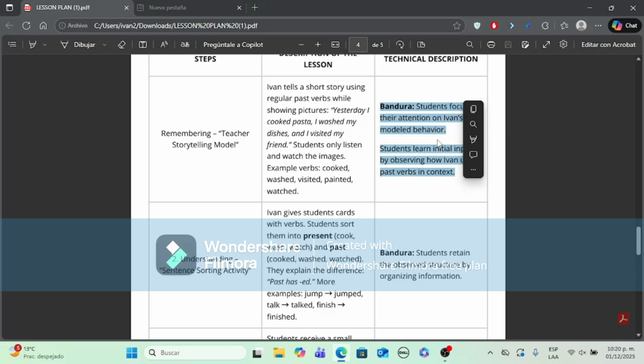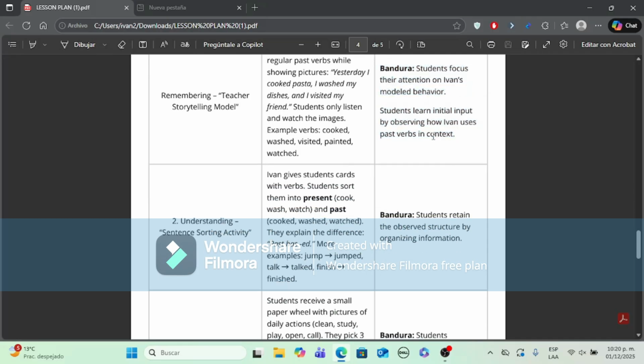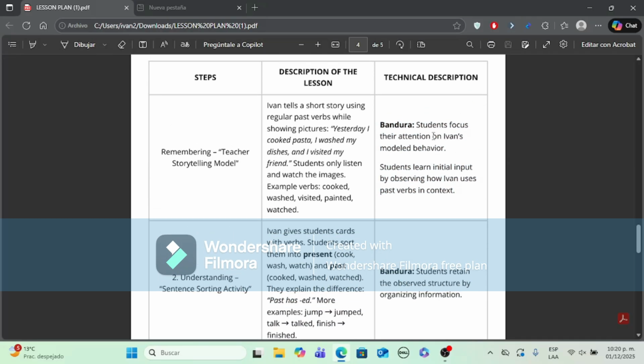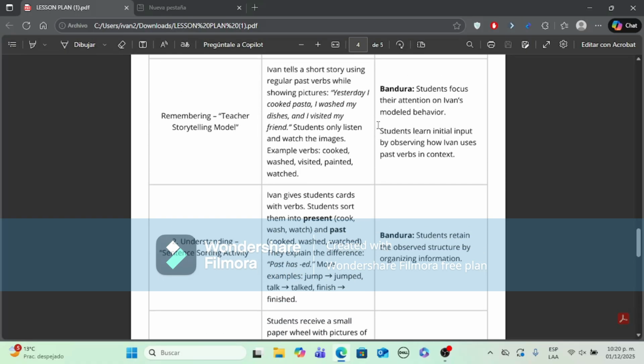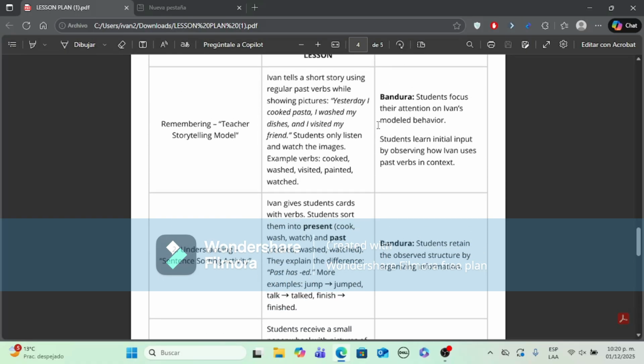The students are not required to produce anything yet. Instead, they passively absorb the input. Their first contact with the target structure happens through observation, with no memorization or explanation. By listening to the story and seeing the pictures, students begin to form mental patterns that will later help them use the past tense on their own.